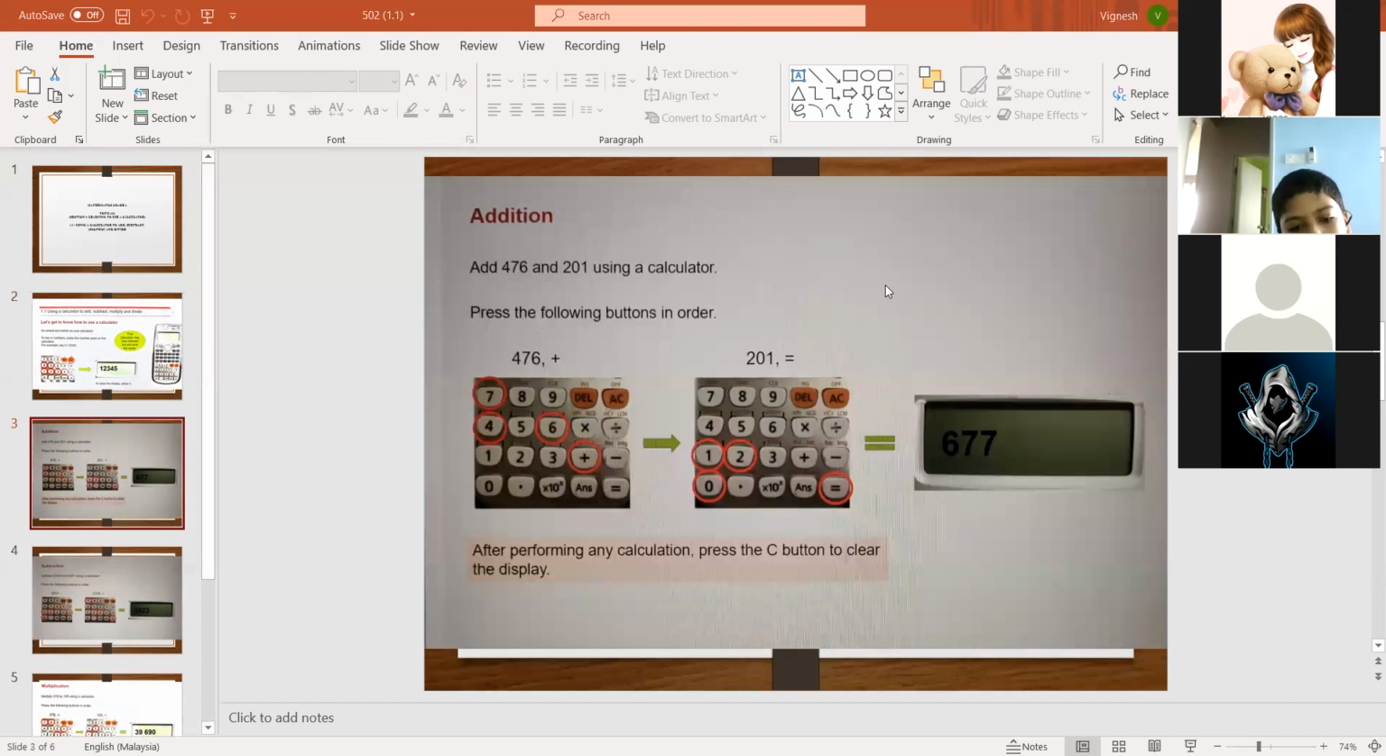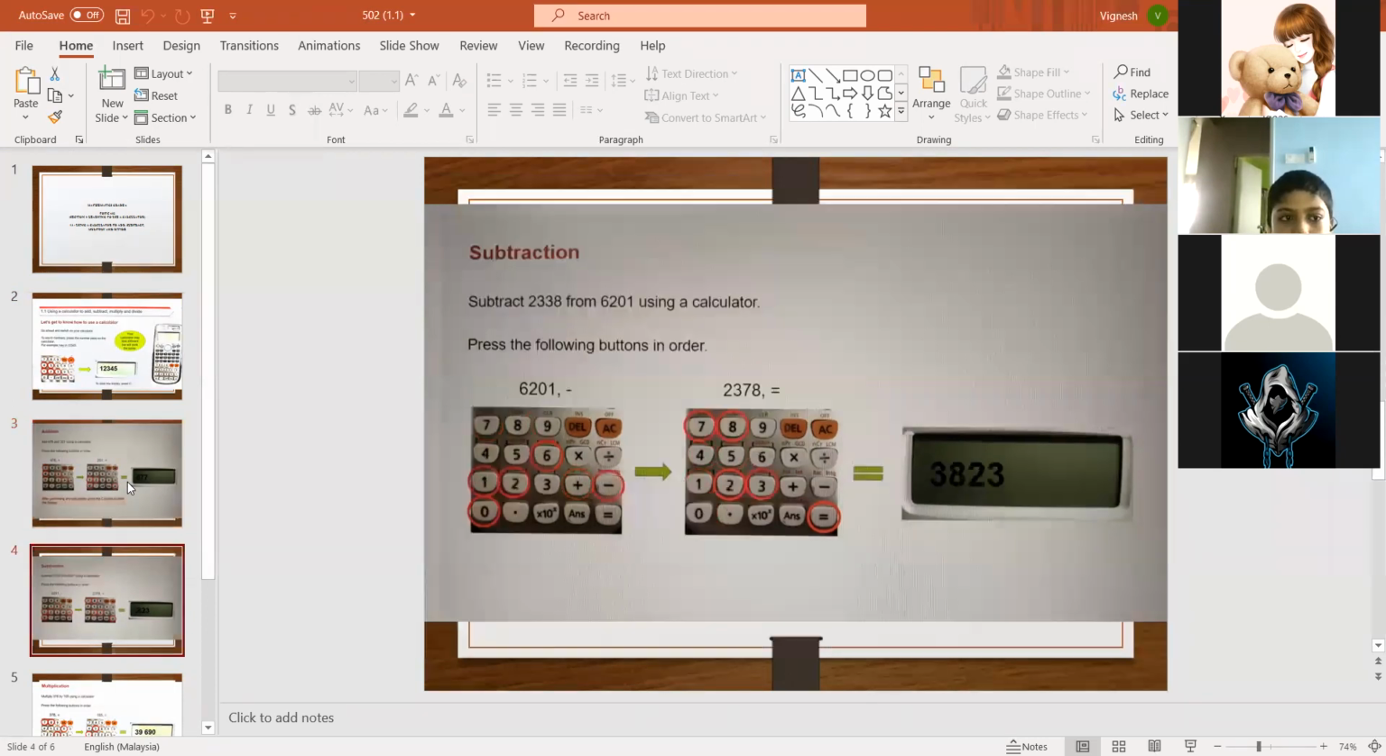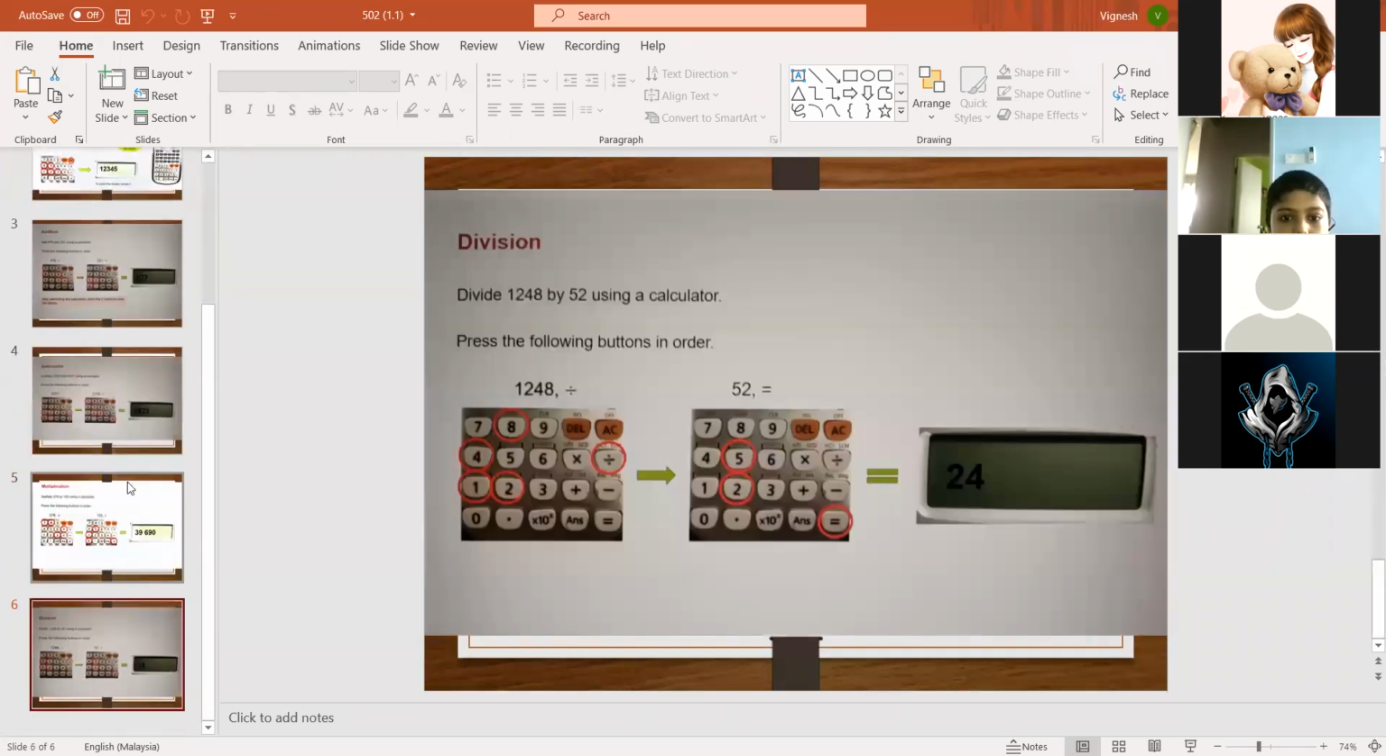Do you all know? Yes, teacher, you know. No, ready? So that's it for this topic. Only addition, subtraction, multiplication, and division. That's it. Okay, I stop sharing, and this one is for 1.1.